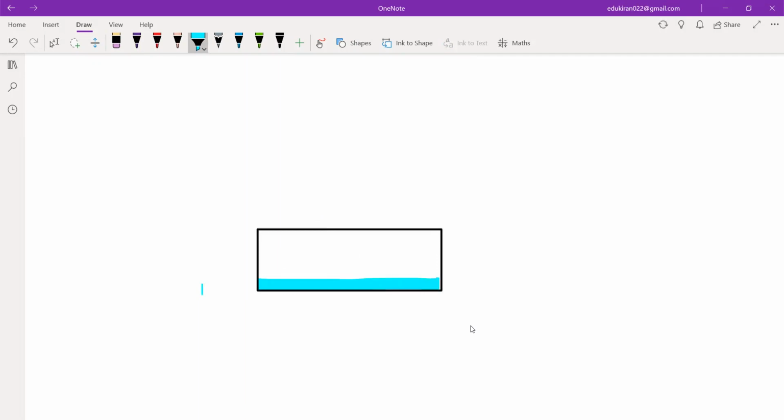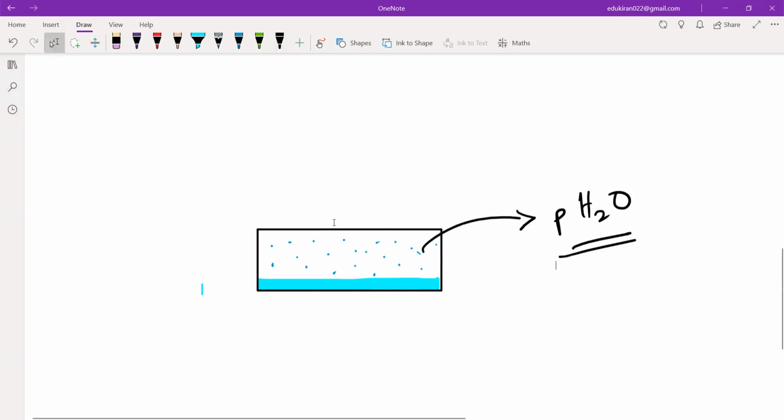So if you have a relatively closed vessel or a small vessel, then this water will be getting evaporated and it will be forming water vapor. Correct? Yes or no, guys? Yes, sir. Now this will be leading to some pressure due to the water vapor. Correct? Yes, sir.